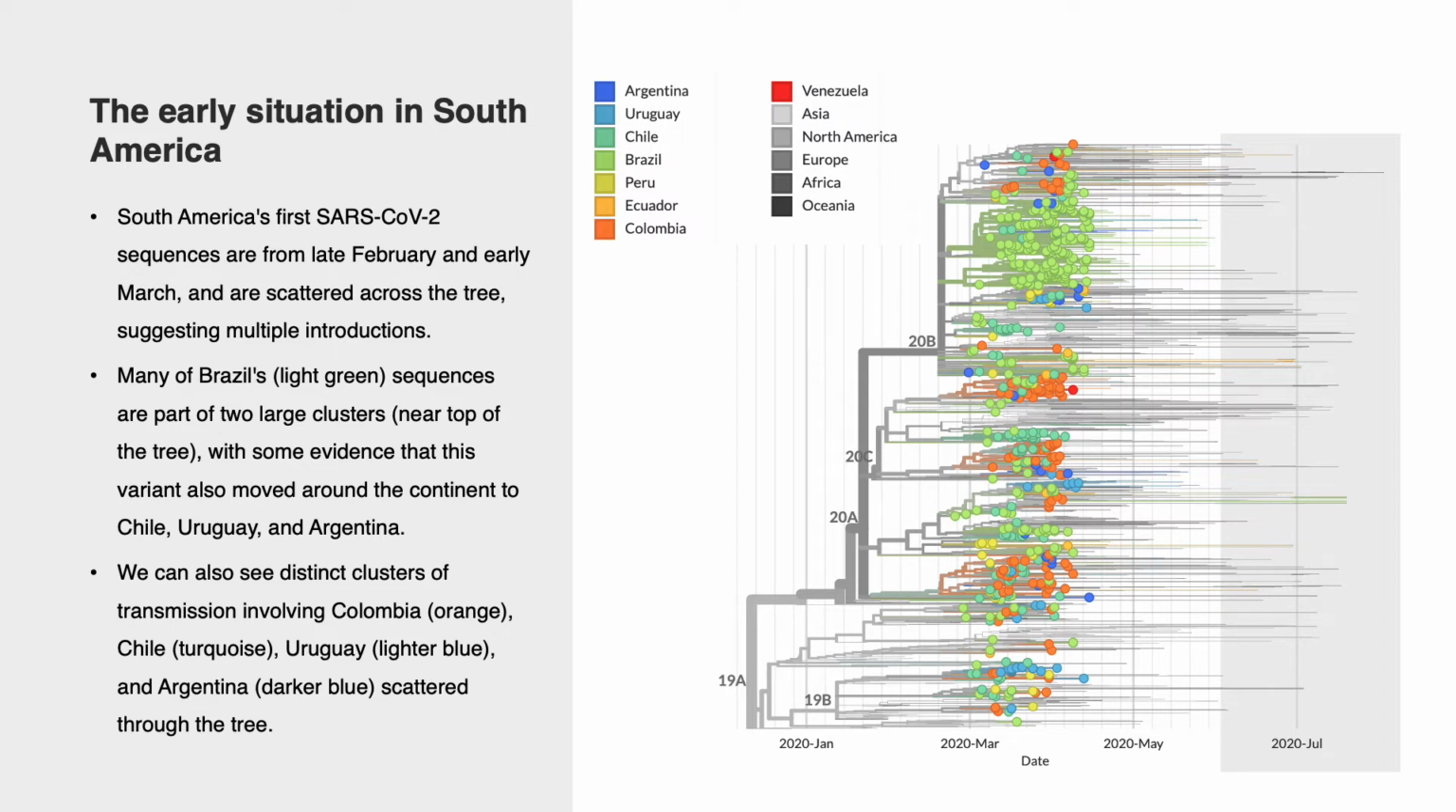Many of Brazil's sequences, seen in light green, are part of two large clusters near the top of the tree, with some evidence that this variant also moved around the continent to Chile, Uruguay, and Argentina. We can also see distinct clusters of transmission involving Colombia in orange, Chile in turquoise, Uruguay in lighter blue, and Argentina in darker blue, scattered through the tree.